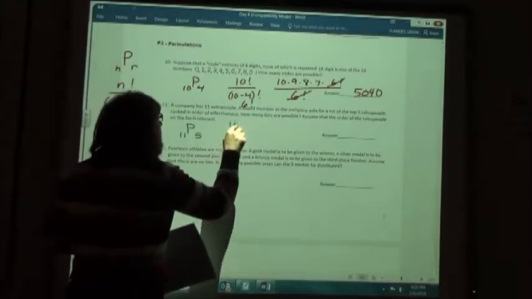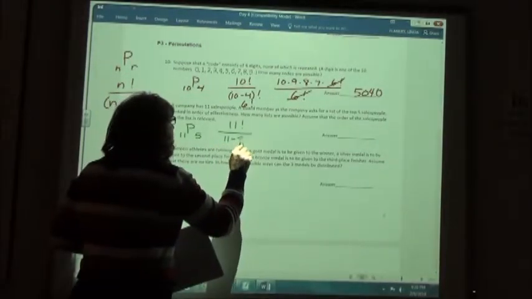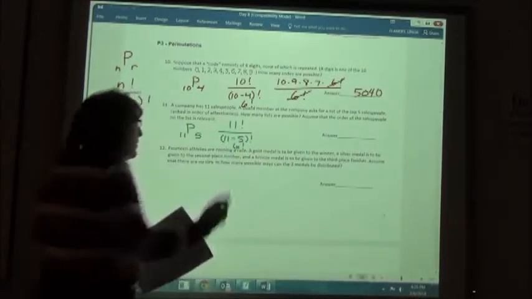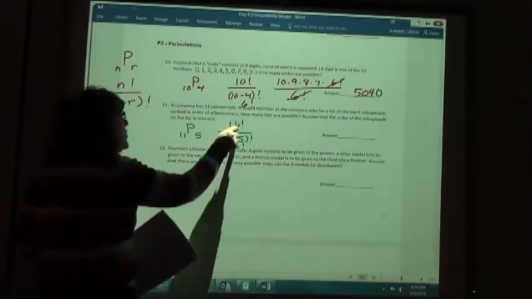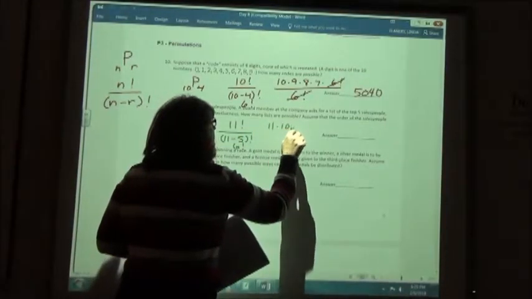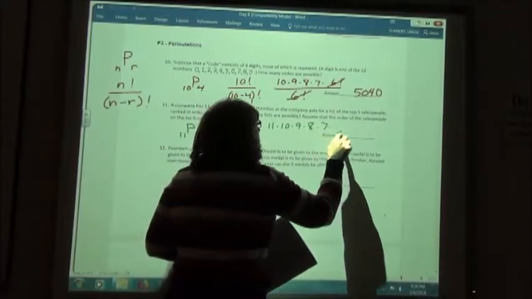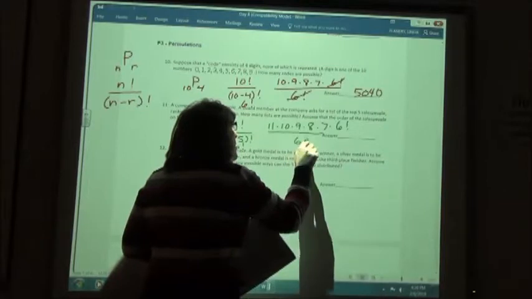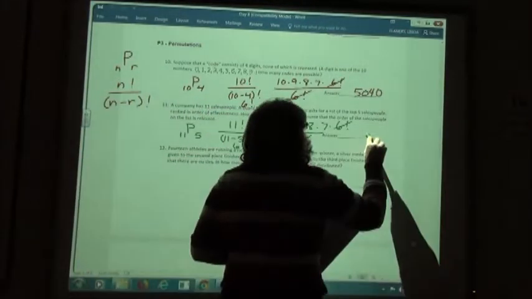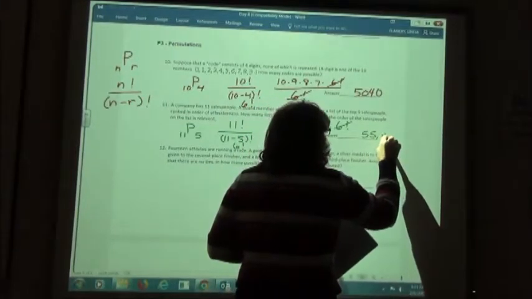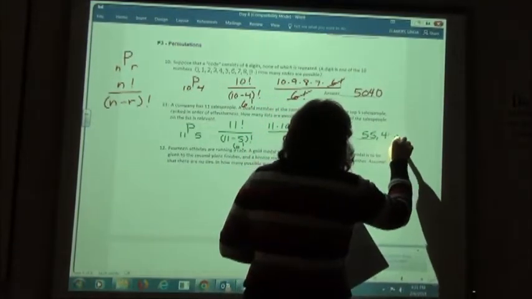And so we're going to do 11 factorial divided by 11 minus 5 factorial. 11 minus 5 would give us 6 factorial, right? So starting with the 11, 11 times 10 times 9 times 8 times 7 times, there's my 6 factorial that I'm going to be able to cancel off my list. So we end up taking 11 times 10 times 9 times 8 times 7, which is 55,440.